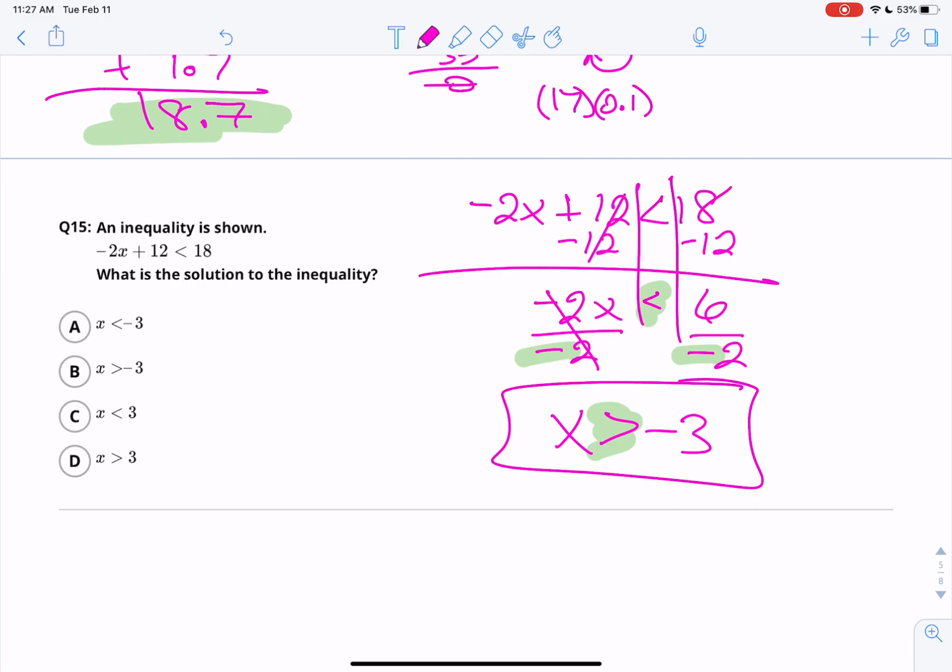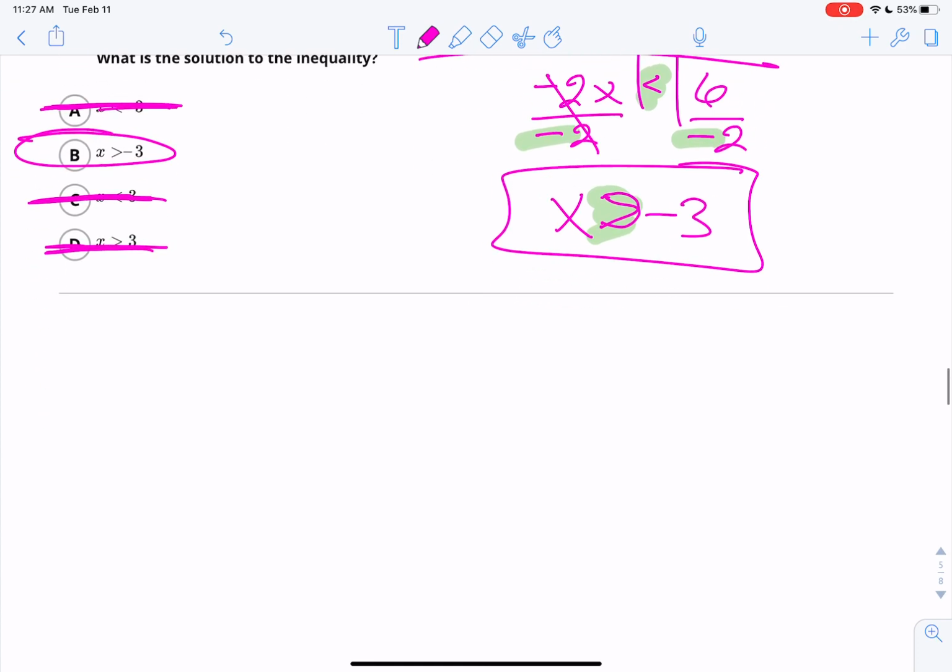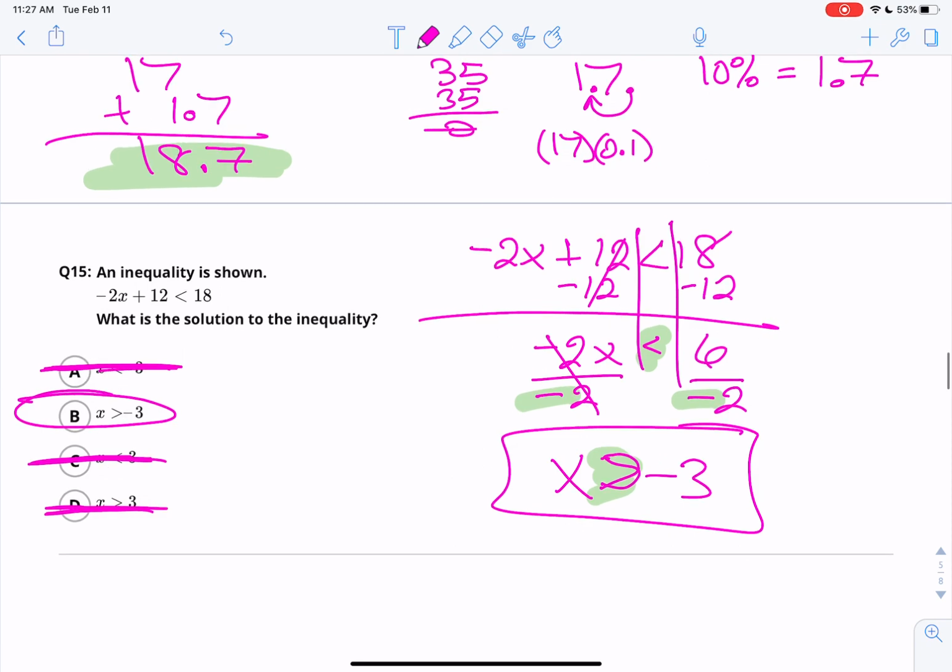So the Pac-Man's facing x, right, to eat the x, not facing the -3, so it can't be A. It definitely can be B. And it's not a +3, it's a -3. So C and D wouldn't work. Our answer is B. So those are all the problems for the practice IAB.